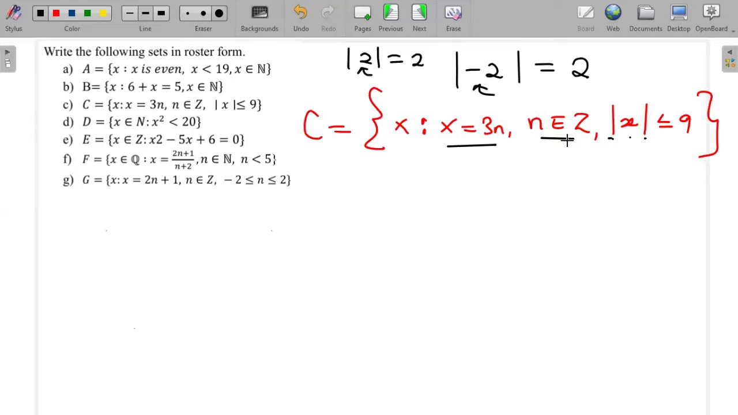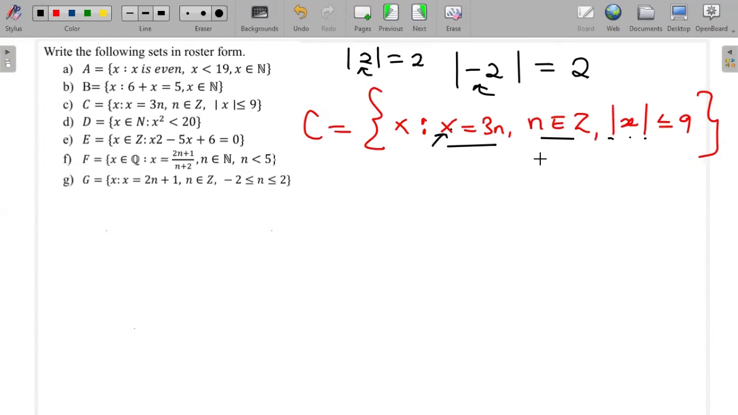We're saying for that particular n that we are going to choose as our integer, the value of x that we should get, because you can see that x and n are related by this equation, right? So whatever you do to n affects x. They're telling us that n is an integer, but that integer n that we pick, we should make sure that it gives us a value of x such that when we take the modulus of that value, it is less than or equal to 9. That's what they mean there.